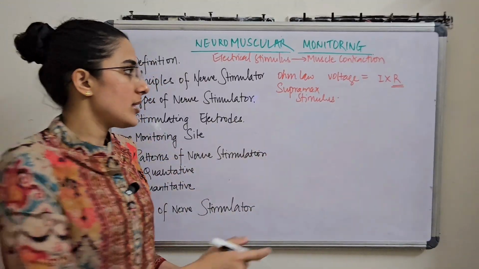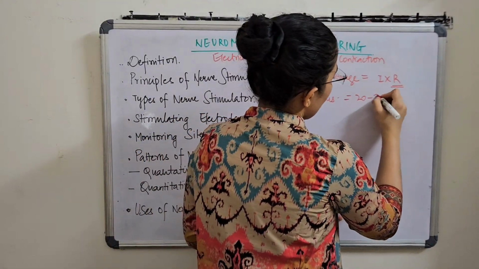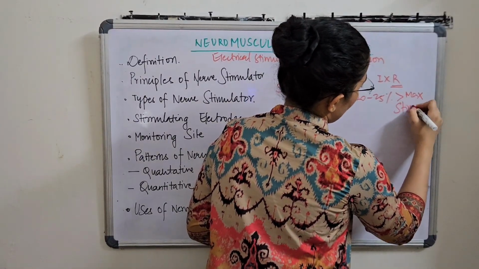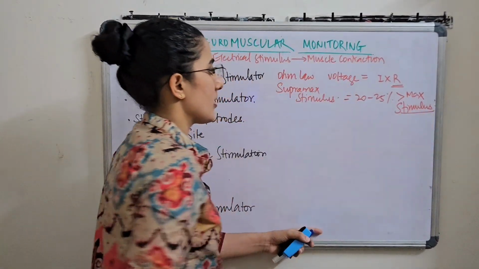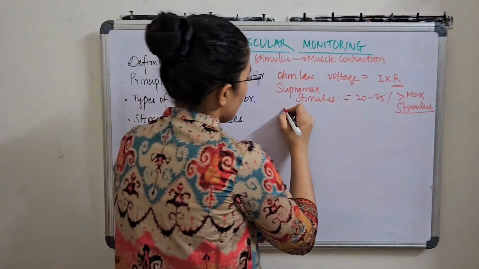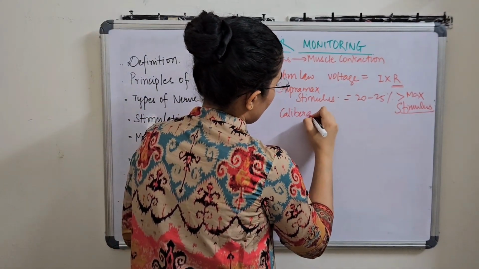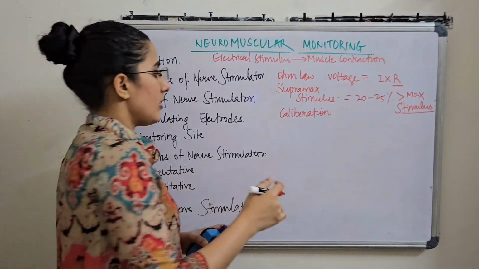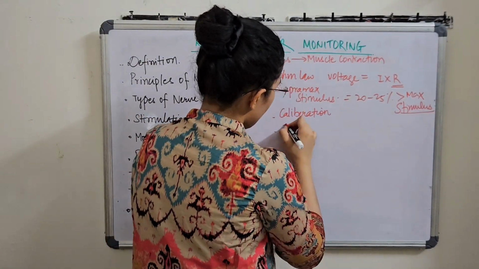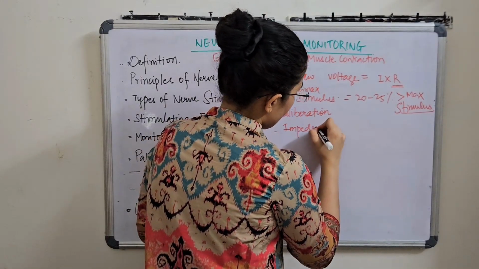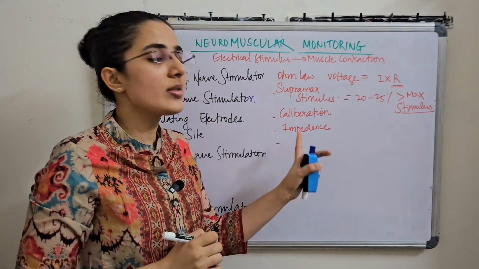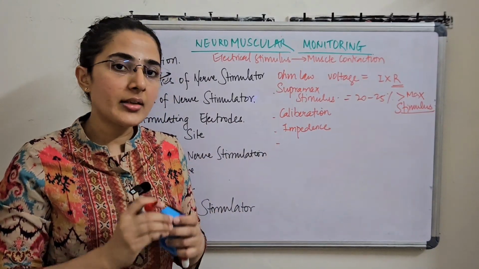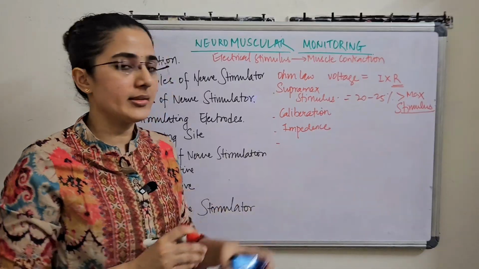A supramaximal stimulus will be about 20 to 25% more than the maximal stimulus. Another thing to remember is the calibration of the device. Calibration should be within the measurable range. Third, we also have to know about impedance. Impedance is basically the resistance offered by the skin to the electrical current of the nerve stimulator.